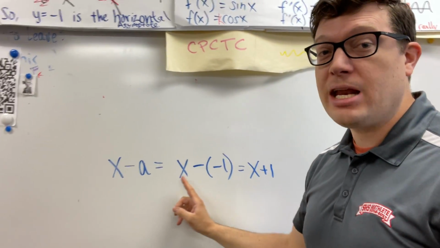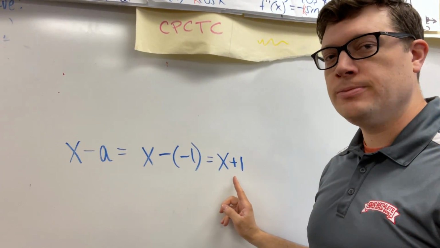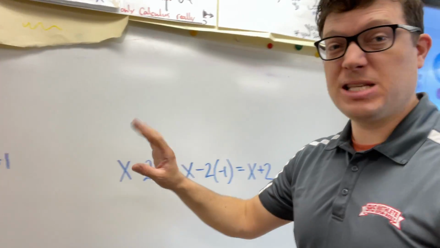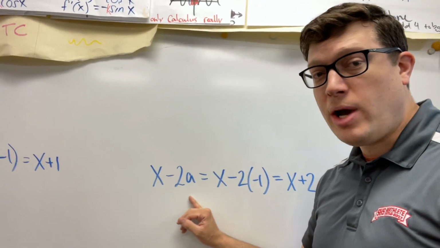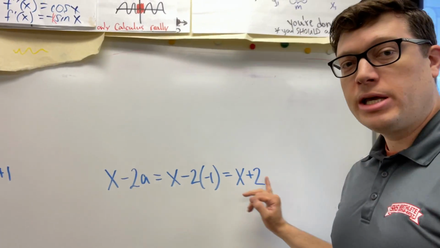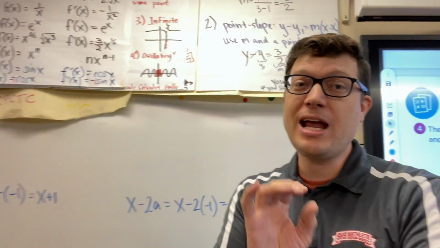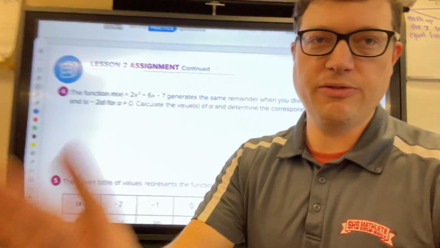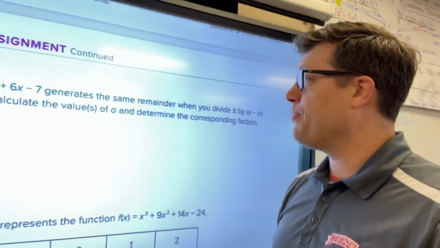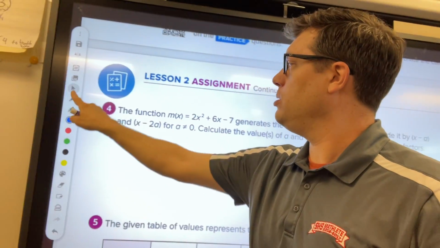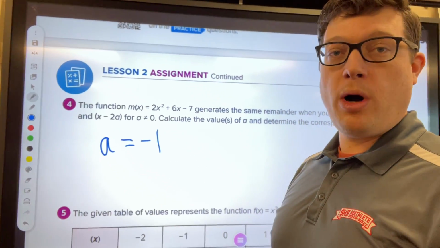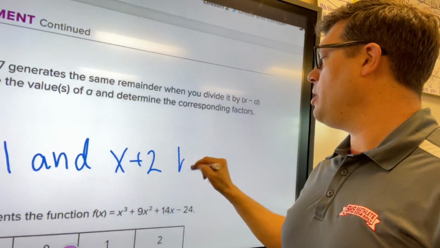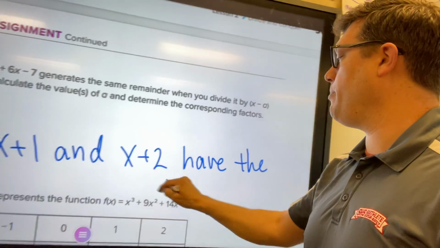But when a is -1, we get this for a divisor. Okay, cool. That was for the first part, right? X minus a, X minus 2a, when a is -1, gives us this for a divisor. So actually what we're saying in this problem, the answer to this question, and again, watch the video, pause the video, rewind the video, is that if a equals -1, then x plus 1 and x plus 2 have the same remainder.